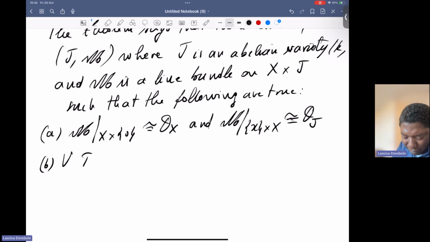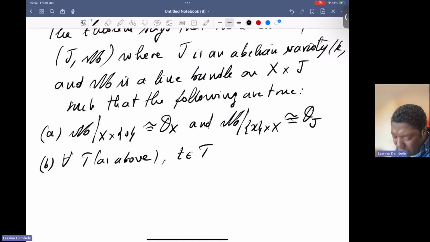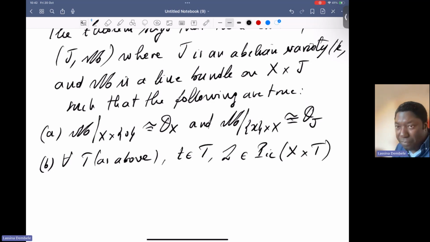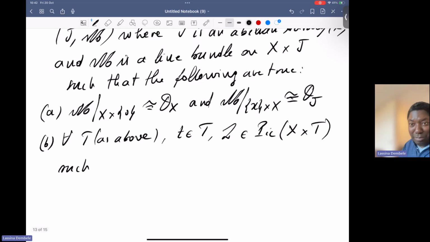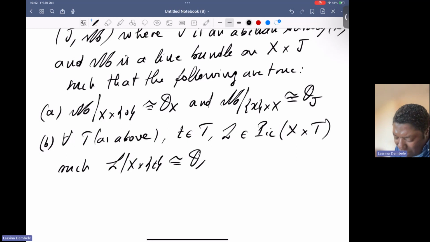So for any T as above, and then T in T, and L, the line bundle on X cross T, such that, so if you have a line bundle which satisfies this restriction condition we mentioned, then this line bundle, you can get it in terms of M. So if you have a line bundle such that when you restrict that line bundle to X cross T, you get a trivial line bundle.